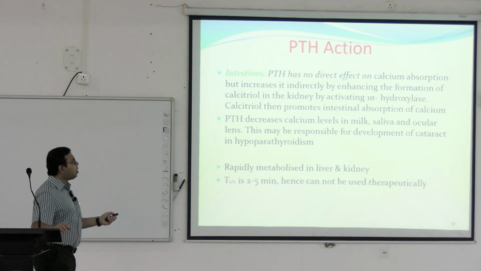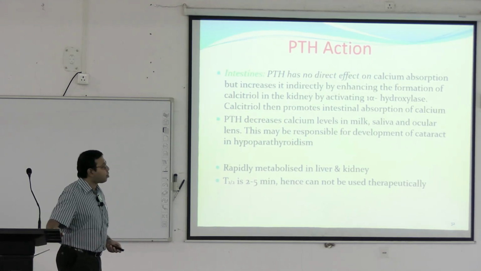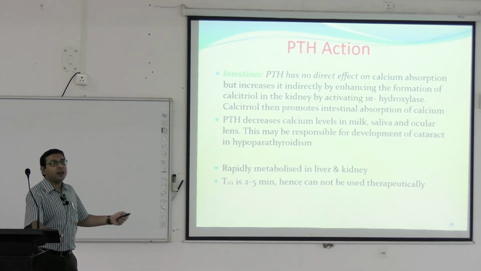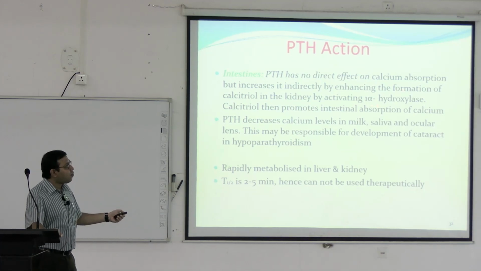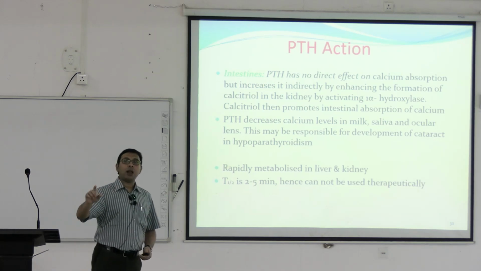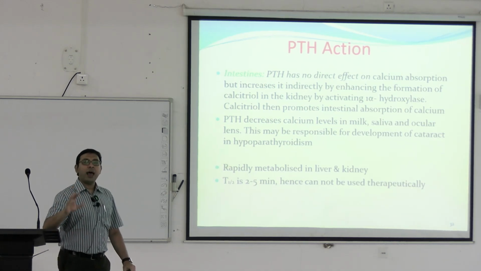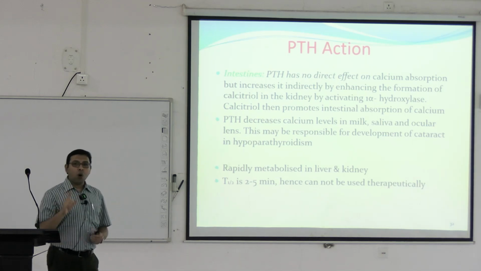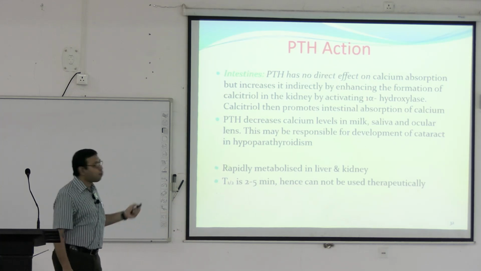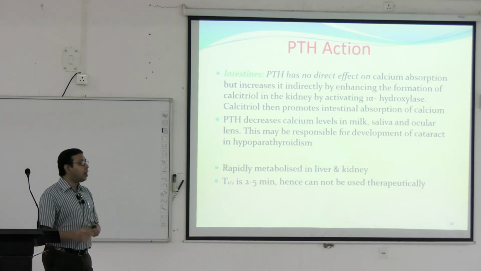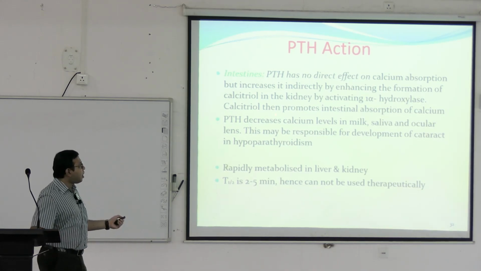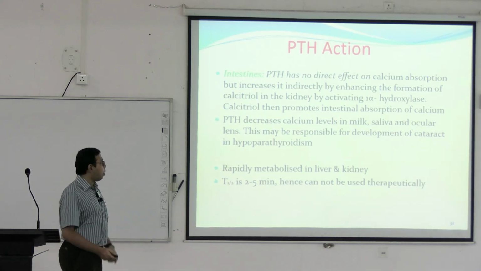In the intestine, it does not have any direct effect on calcium absorption, but indirectly it acts by enhancing the formation of calcitriol in the kidney by activating 1-alpha hydroxylase. So 1-alpha hydroxylation happens in the kidney mitochondria in the last step, so that the active form of vitamin D is formed. This 1-alpha hydroxylase enzyme is enhanced by parathyroid hormone, so that indirectly it helps in more calcium absorption and more vitamin D action. So calcitriol then promotes intestinal absorption of calcium.